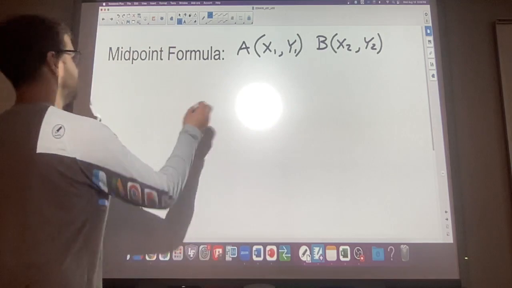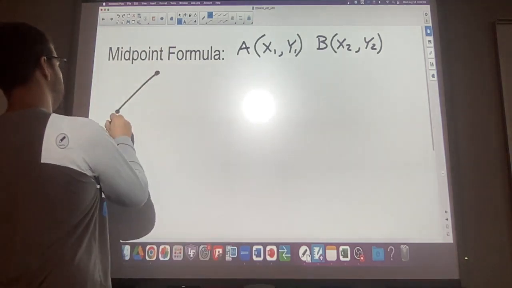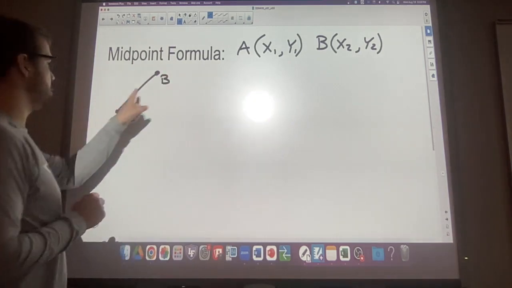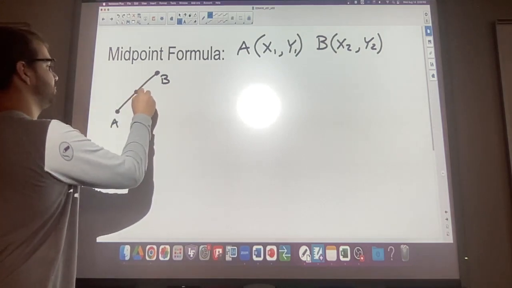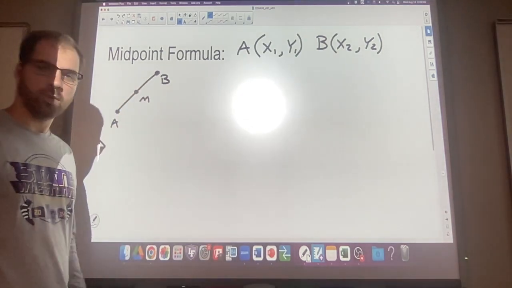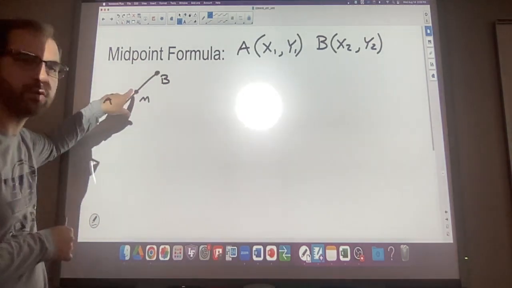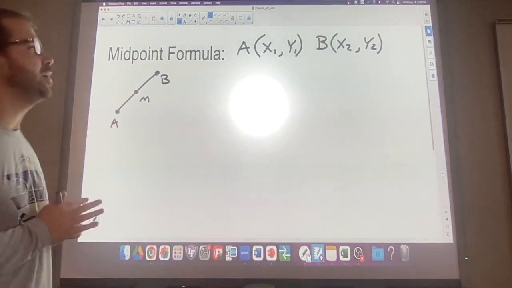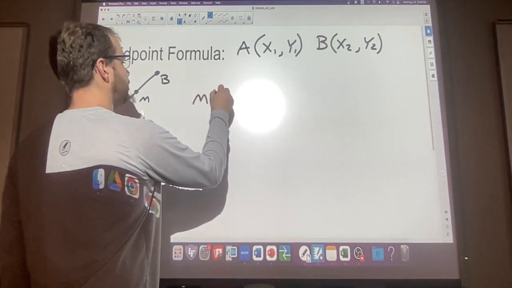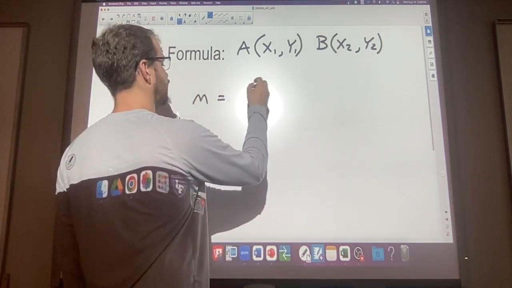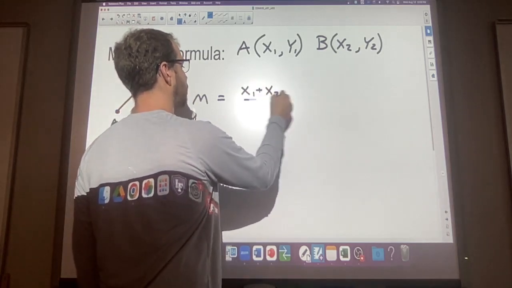Okay? All right, if we have the midpoint formula, basically what this is asking is if we have 2 points, A and B, where is this point in the middle? Right here, M. All right, so what we can do is there's a shortcut, okay? You could count the spaces on a graph and figure out where halfway is. That works just fine. But there is a shortcut that works pretty well, okay? And it looks like this. Our midpoint is going to equal x1 plus x2 over 2.